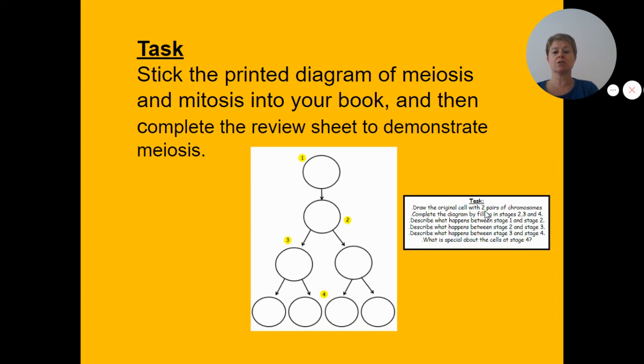Okay, you've now got a task to do. You're going to stick the printed diagram of meiosis and mitosis into your book, and then you're going to complete this meiosis task to show that you know what meiosis means and the different steps. You can use your printed diagram to help you, but then I need you to do descriptions for each stage, please. So pause the video while you're doing that.